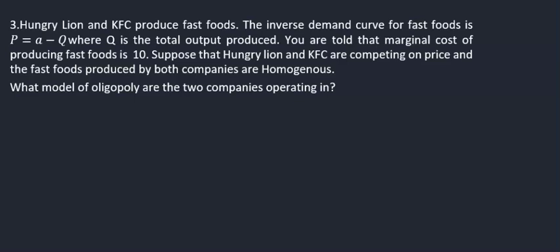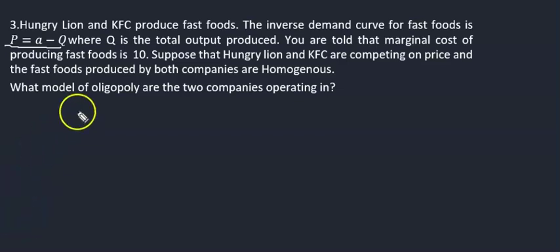Hungry Lion and KFC produce fast foods. The inverse demand curve for fast foods is this here, where Q is the total output produced. You are told that the marginal cost of producing fast foods is 10. Suppose that Hungry Lion and KFC are competing on price, and the fast foods produced by both companies are homogeneous. The question now: what model of oligopoly are the two companies operating in? Try to figure that out by yourself. Perhaps you can pause the video, then come back to it.